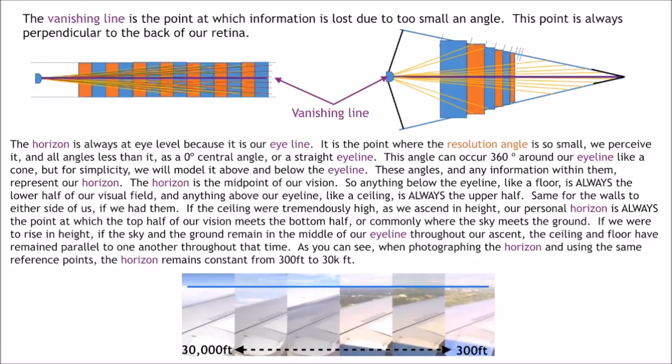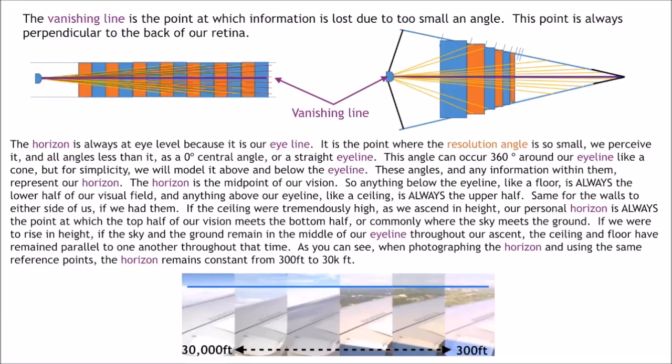But when you do that, you see that the horizon remains in the middle of your eye line throughout. So as you are taking off and you're 300 feet up, you will look out the window at a certain angle with a certain distance away from the window, and taking reference points along the, let's say, the wing or some other thing to make sure that you're taking the exact same point, and you will see that it remains the same from 300 feet to 30,000 feet and then back down again.